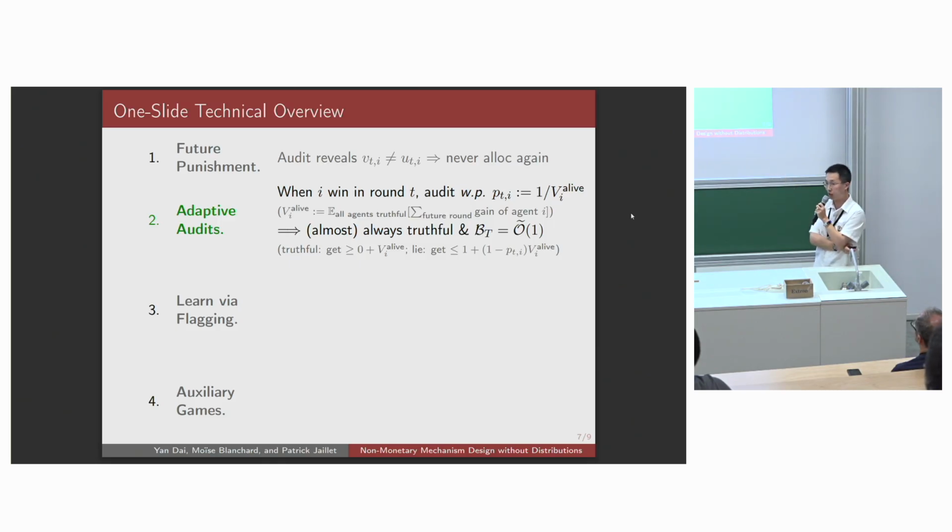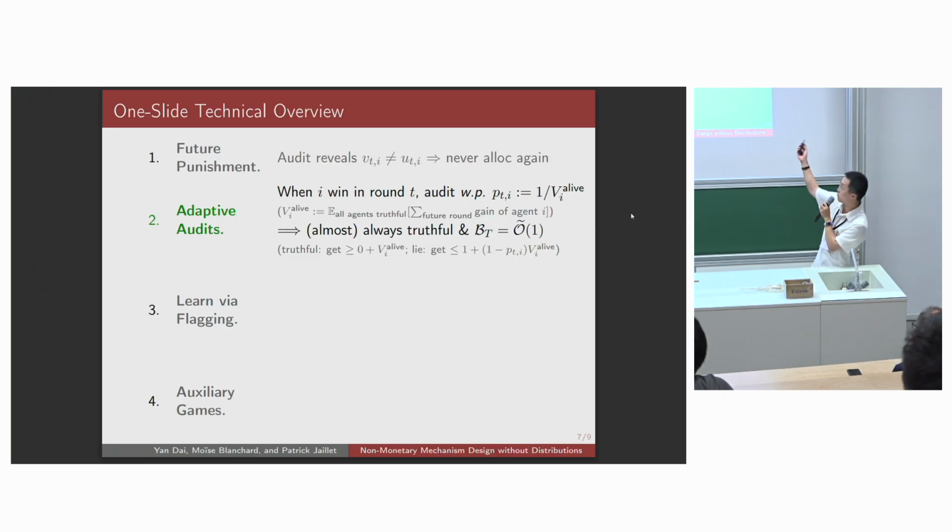And if you already know this fair share and you tune the audit probability accordingly, then you can ensure that agents almost never dare to lie, unless they have, for example, totally no hope of winning, in which case lying at least gives them something. So in this case, you can ensure that the regret is going to be constant, and the number of audits is only going to be logarithmic.